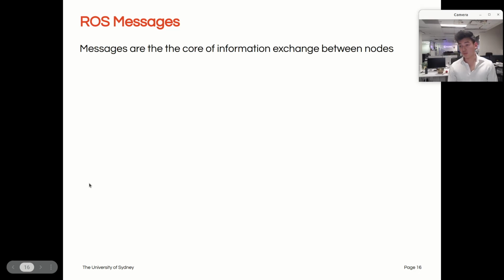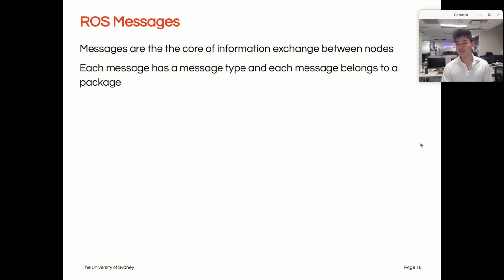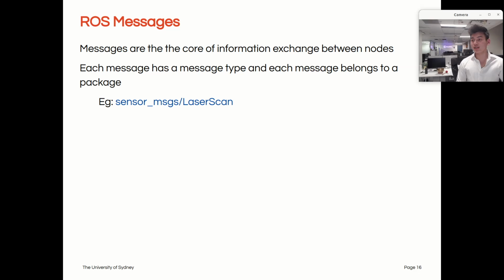Messages are the most common way to communicate between two different nodes, and each message, if you have noticed so far, has not only a message type, but a message package that it belongs to. An example would be sensor messages / laser scan. This is the message that comes from your Turtlebot's LiDAR. The message type is a laser scan because, well, obviously the LiDAR is a laser scanner, and the package that it belongs to is sensor messages because a LiDAR is a sensor. And these are built into ROS2, of course. They come with these messages.